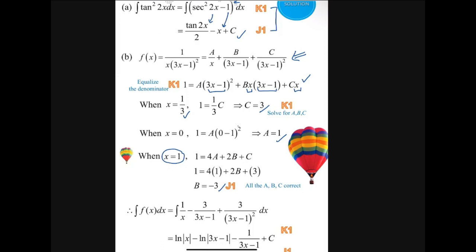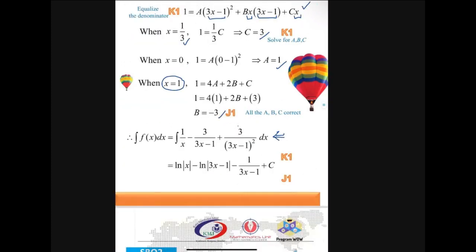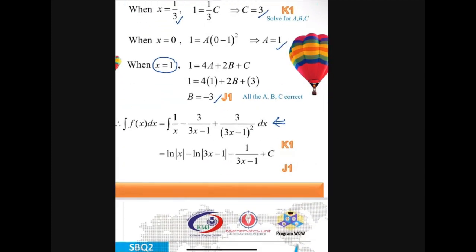So now in order to integrate this, you just have to directly substitute the values a, b, and c into our original question. So that's what we have to integrate now: 1 over x minus 3 over 3x minus 1 plus 3 over 3x minus 1 squared. Okay, directly integrate this by using basic rules. So the integral of 1 over x would be ln x. Make sure you put the absolute sign there. Okay. The integral of -3 over 3x minus 1, you're going to get ln 3x minus 1.